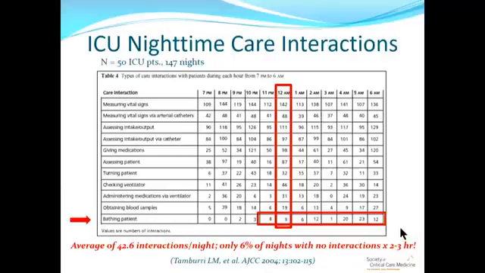Also, only 6% of these nights was there any sort of prolonged, we'll call it, 2 to 3 hour periods of sleep where you might actually have 1 or 2 normal sleep-wake cycles.